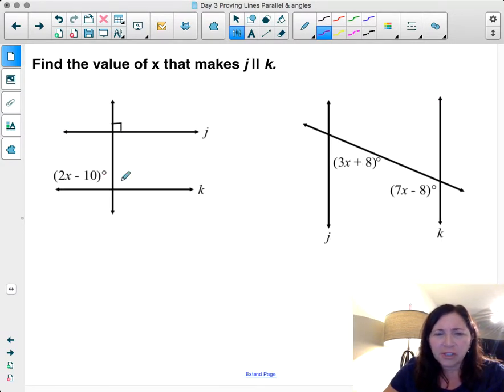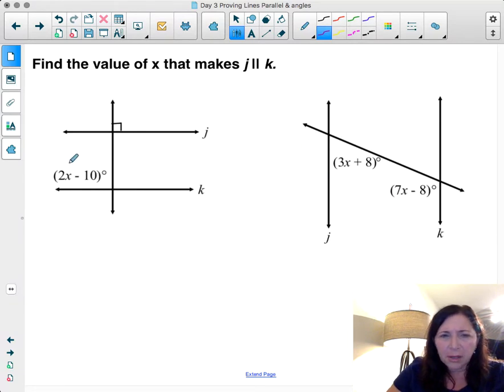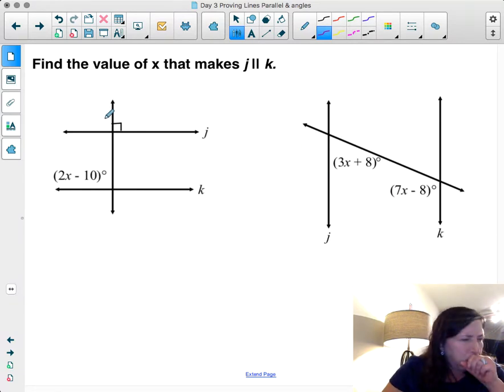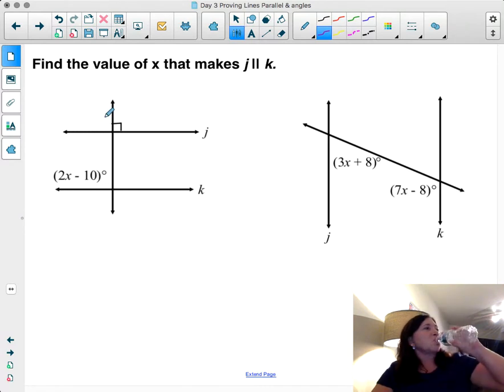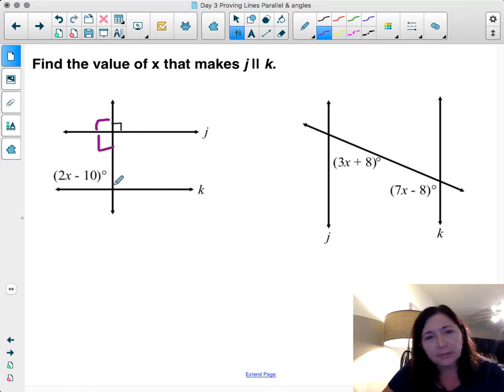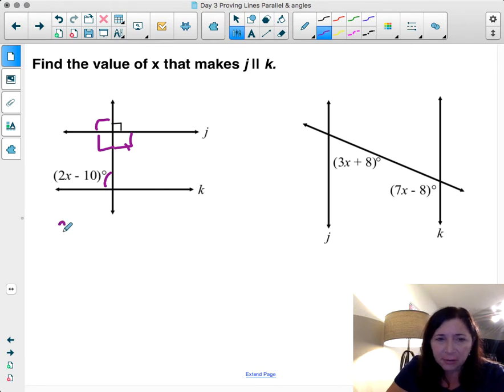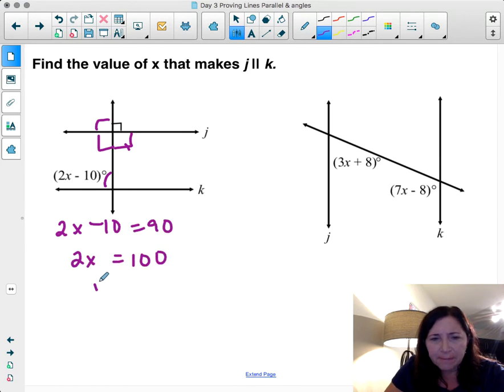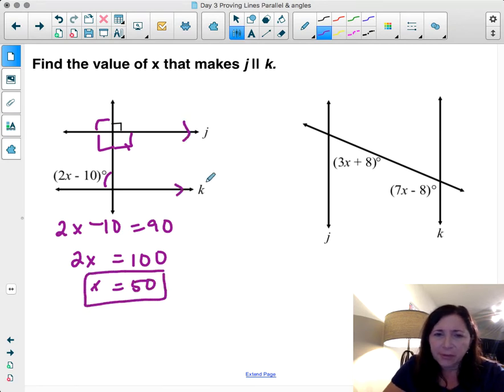For this problem, to show that these are parallel, you would say that's a right angle, and this is right, and this is right, which would make that right, and that right, which would make this angle here equal to this angle, which is basically an alternate interior angle. So we can say that 2x minus 10 is equal to 90 degrees, 2x is equal to 100, and x is equal to 50. And therefore, these two lines are parallel.